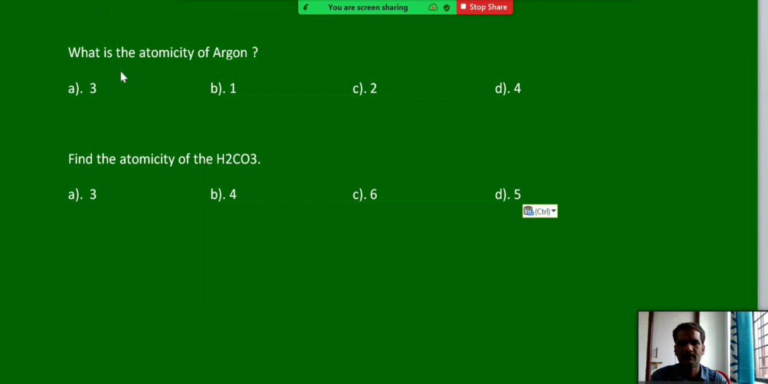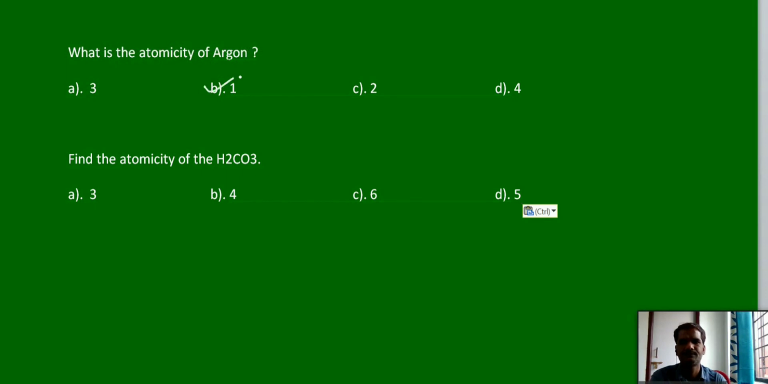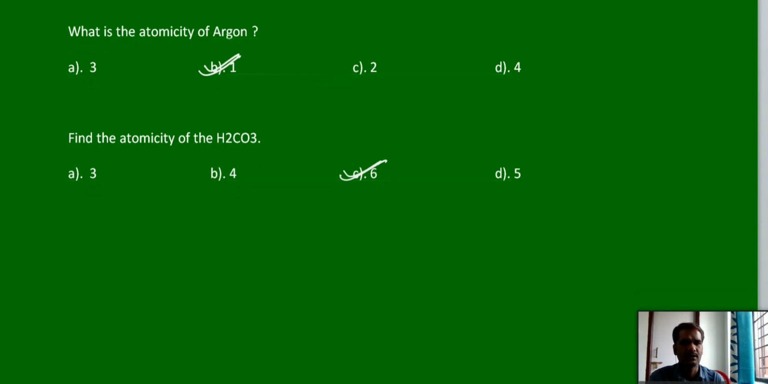6 or 7? 6. What? 2 hydrogens, 1 carbon, 3 oxygens. C option.